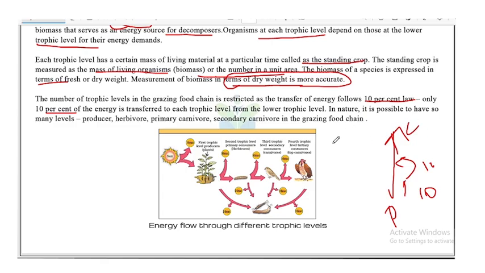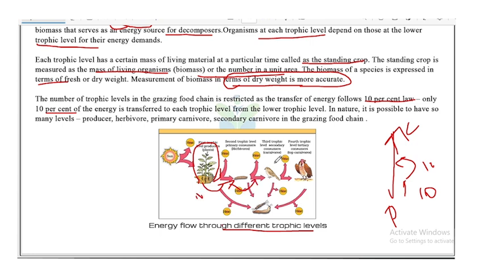So in nature, it is possible to have many levels, like producer, herbivore, primary carnivore, secondary carnivore, etc., in the grazing food chain as well as the detritus food chain. So this is an energy flow diagram showing the flow of energy from one trophic level to another. From the sun, the energy is transferred to the plants, and from the plants it is transferred to other organisms, and during the transfer to each level only 10% is transmitted.